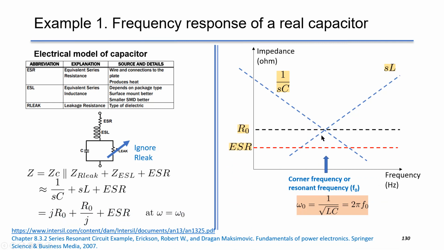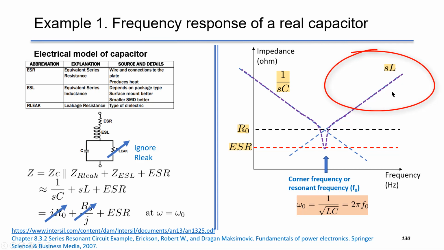The intersection is called the corner frequency or the resonant frequency F0. At F0, the resonant frequency, the impedance of ESL and C will cancel out each other, so that we only have ESR left at omega equals omega 0, or at the corner frequency. At lower frequency below F0, it behaves like a capacitor and the impedance is 1 over SC. At higher frequency than F0, the impedance is simply SL.